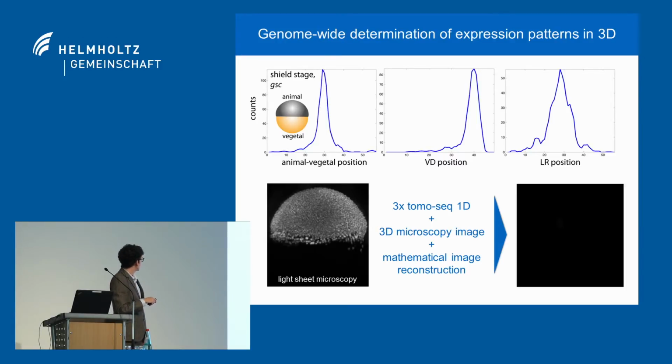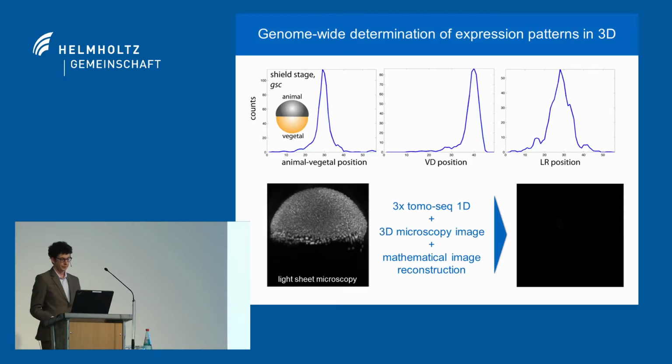Again, we're looking at the gene goosecoid expressed here. In each of the 3 one-dimensional data sets, we find a clear peak of expression. Then, as another ingredient, we measure the shape of the embryo in 3D with light sheet microscopy, and then using mathematical image reconstruction, we can put the individual pieces together. And this is indeed the exact same video that I showed you initially.